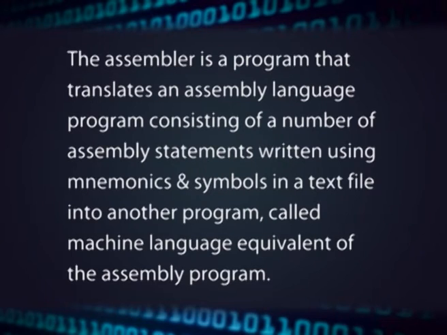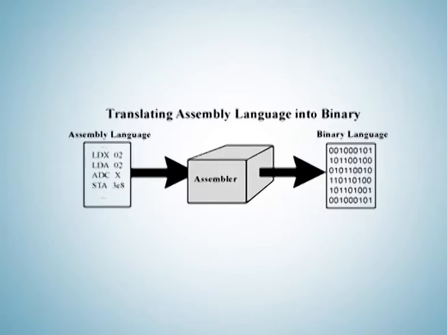The assembler is a program that translates an assembly language program consisting of a number of assembly statements written using mnemonics and symbols in a text file into another program called machine language equivalent of the assembly program. The editor used for editing other text files can be used for writing an assembly language program in text format. The machine language so generated consists of a binary pattern of instructions understandable to the CPU system. Each CPU has its own assembler because the machine codes and mnemonics are specific to the CPU.